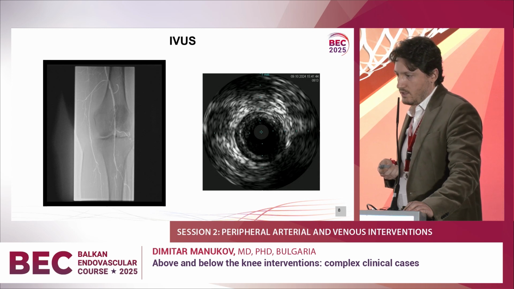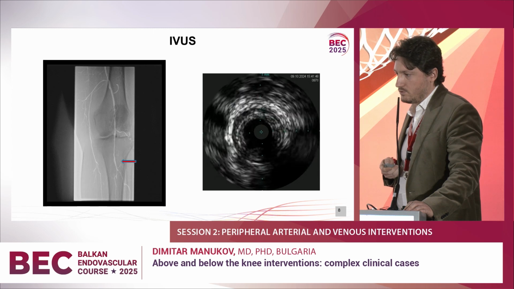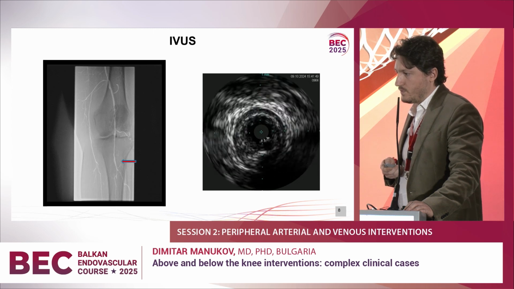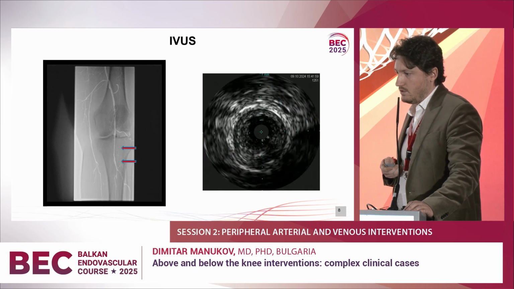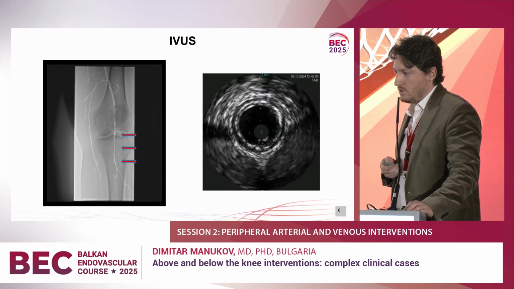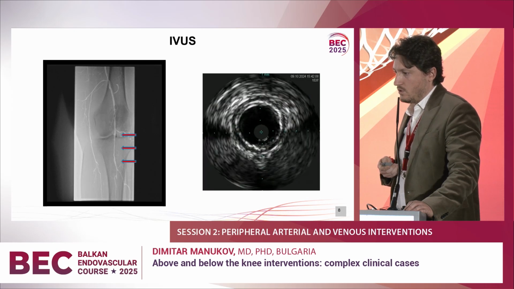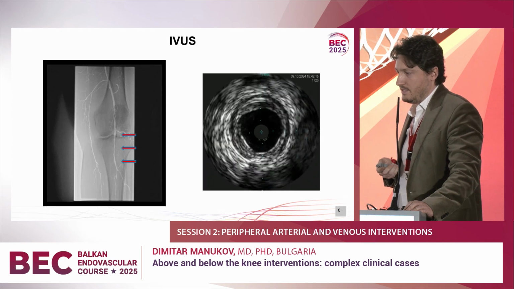So starting the IVUS run from the distal P3, you see on the right a relatively healthy segment. And now coming to the proximal, we will see just where the occlusion was. This is the place. After that, we're going back, and you will see one relatively healthy segment at the level of the P2 right here. And then going back, we will reach the stenosis just distal to the stent.